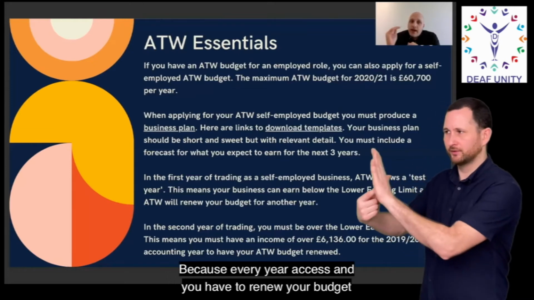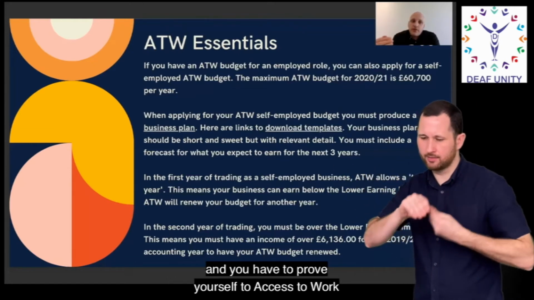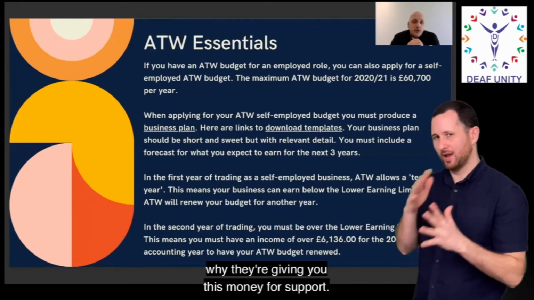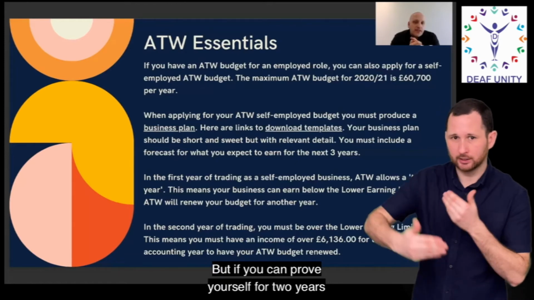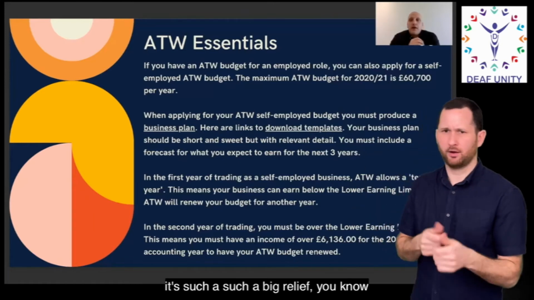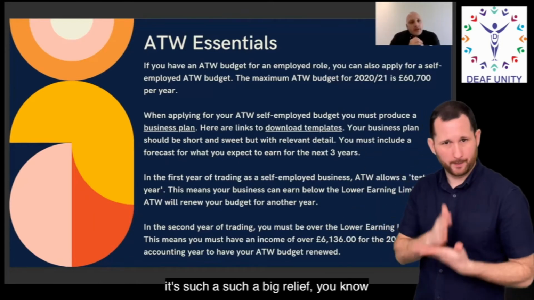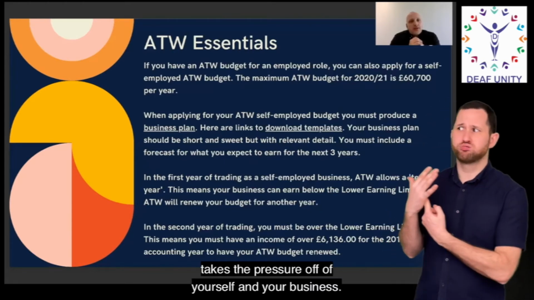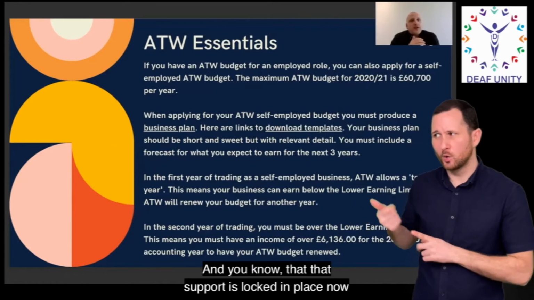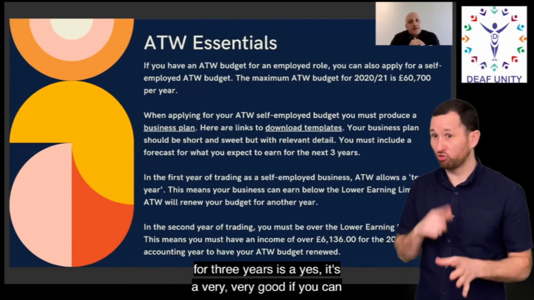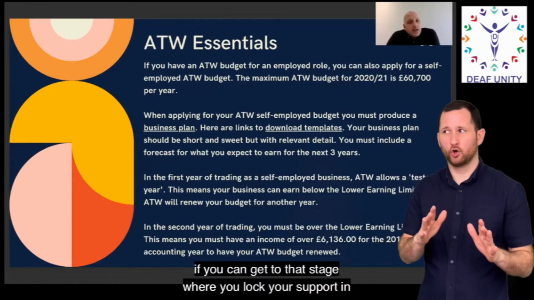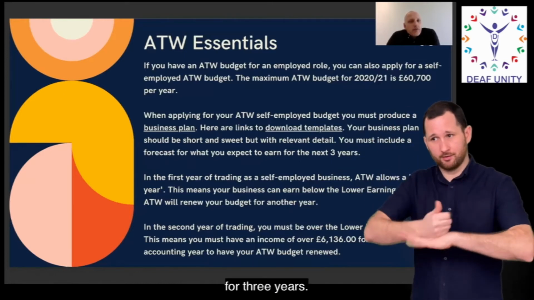Because every year, you have to renew your budget and prove yourself to Access to Work, to show why they're giving you this money for support. But if you can prove yourself for 2 years and get that Access to Work support for a further 3 years, it's such a big relief. It takes the pressure off yourself and your business, and you know that support is locked in place for 3 years. It's very, very good if you can get to that stage where you lock your support in for 3 years.